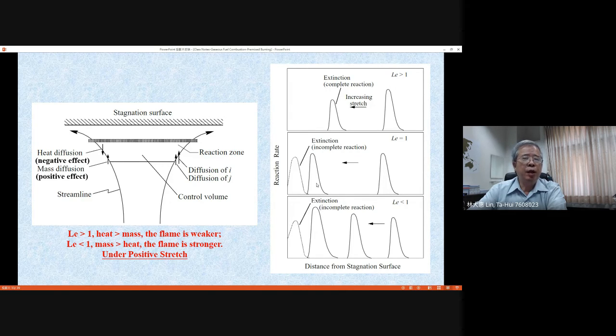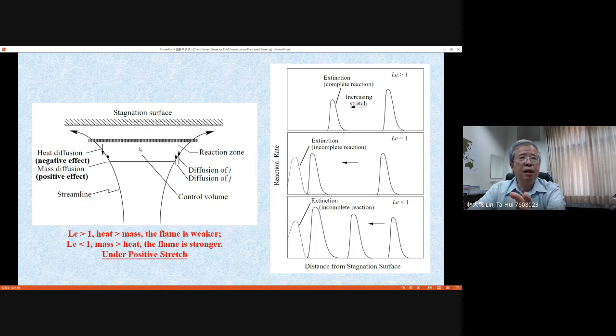But when you push the flame closer to the stagnation surface, there are two influences coming from the stagnation surface. One is the heat loss to the solid surface. The other one is incomplete combustion, because we do not have enough space to finish the chemical reaction. These are the two reasons for the extinction of your premixed flame in the stagnation point flow.